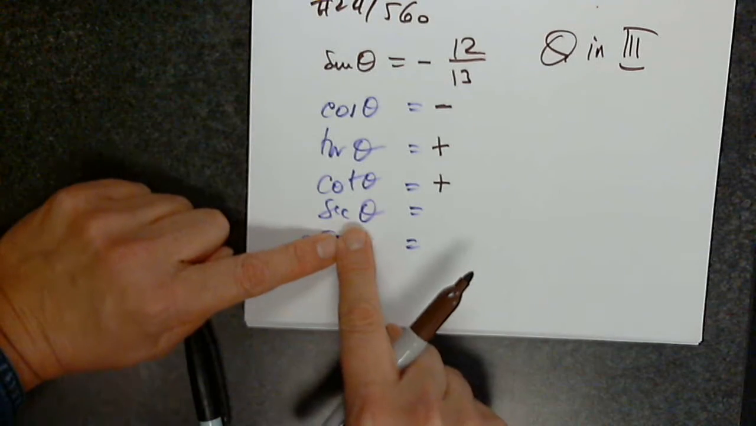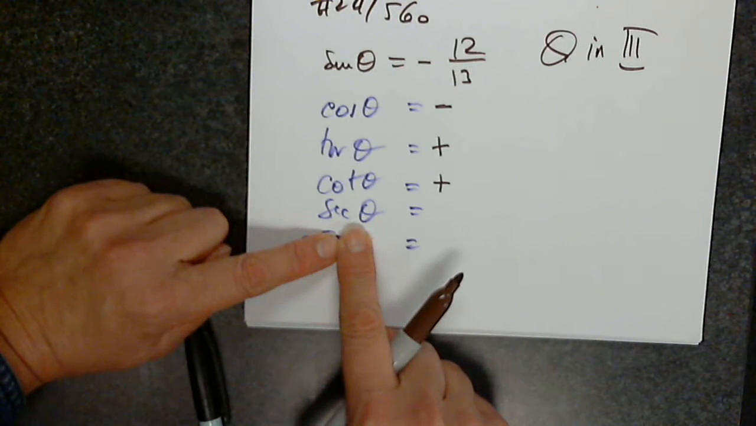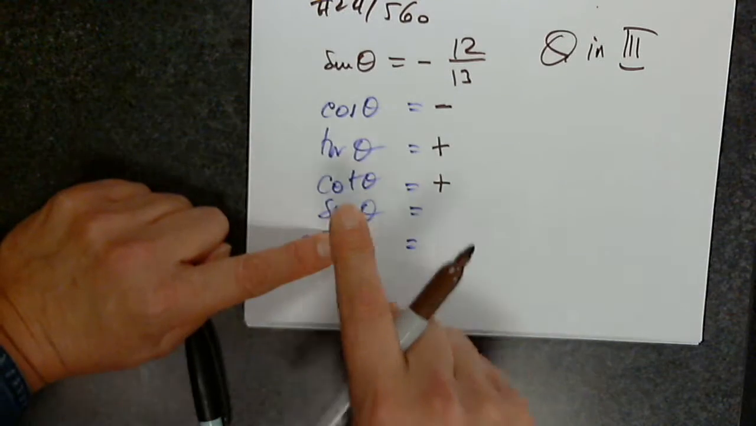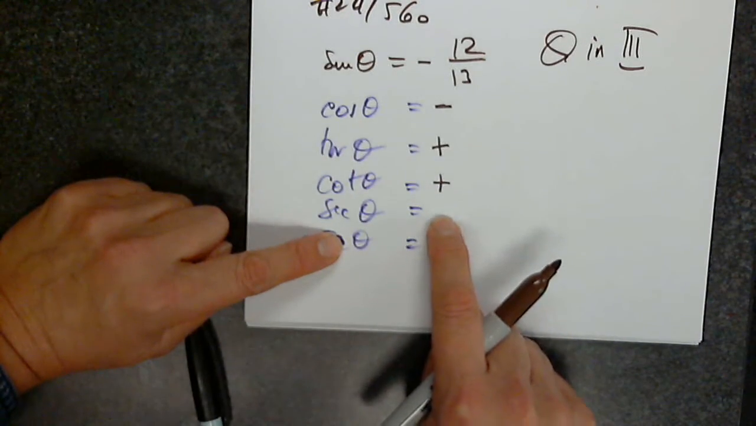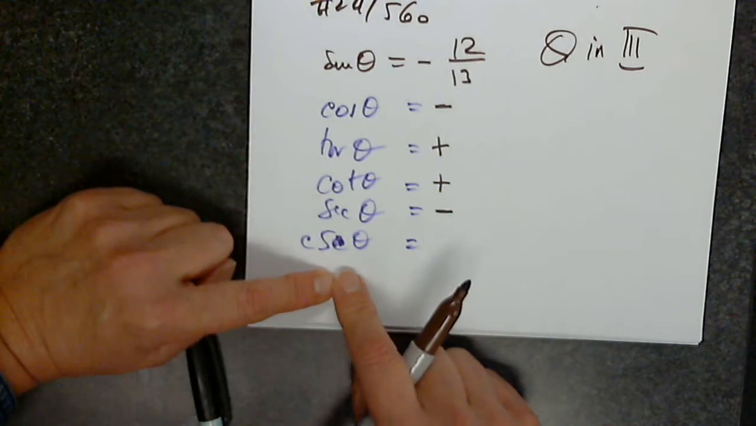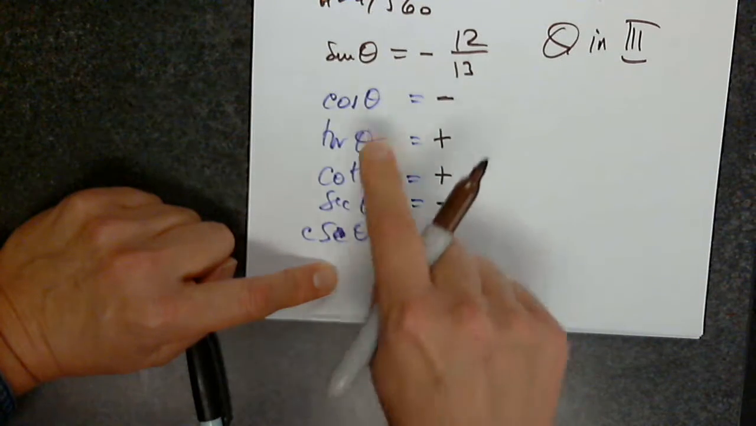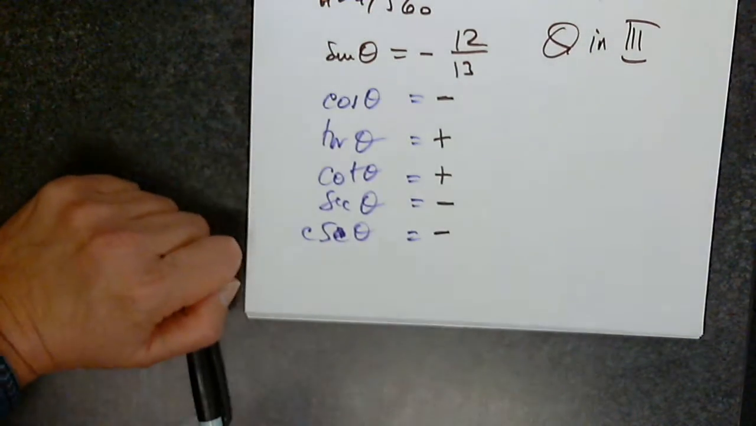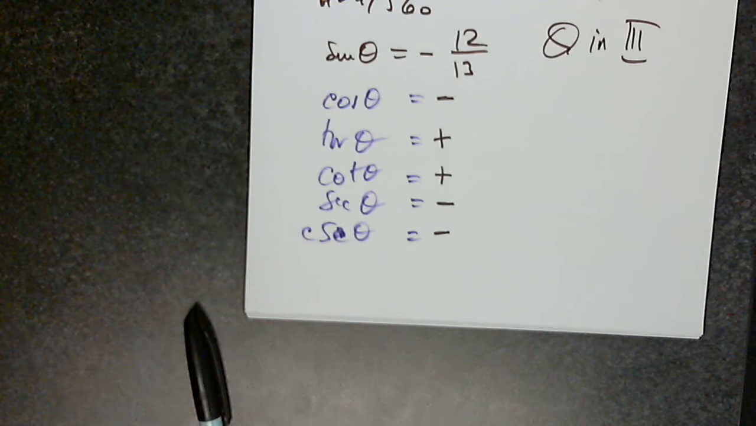Good. Secant is 1 over? Good. So it's this one. So what is the sign? Good. And finally, cosecant is right, because it's 1 over sine, so it's negative. So I established the signs. I don't have to think about them anymore.